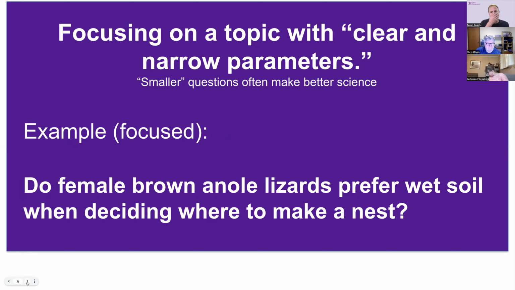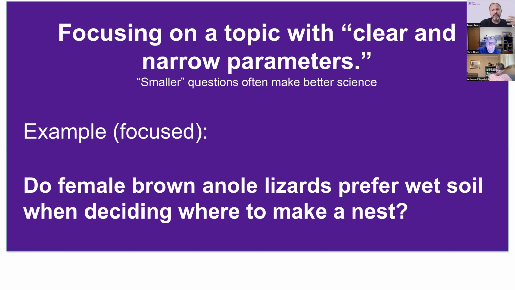And so what we focused on is students who eventually came to the idea that, okay, well, what are some things they might decide on? We talked about locations close to plants or far away from plants. We talked about wet and dry soil, and we had learned how reptile eggs transfer water between the interior of the egg and the environment. And so we turned it into kind of a preference: do female brown anole lizards prefer wet soil when deciding where to make a nest?